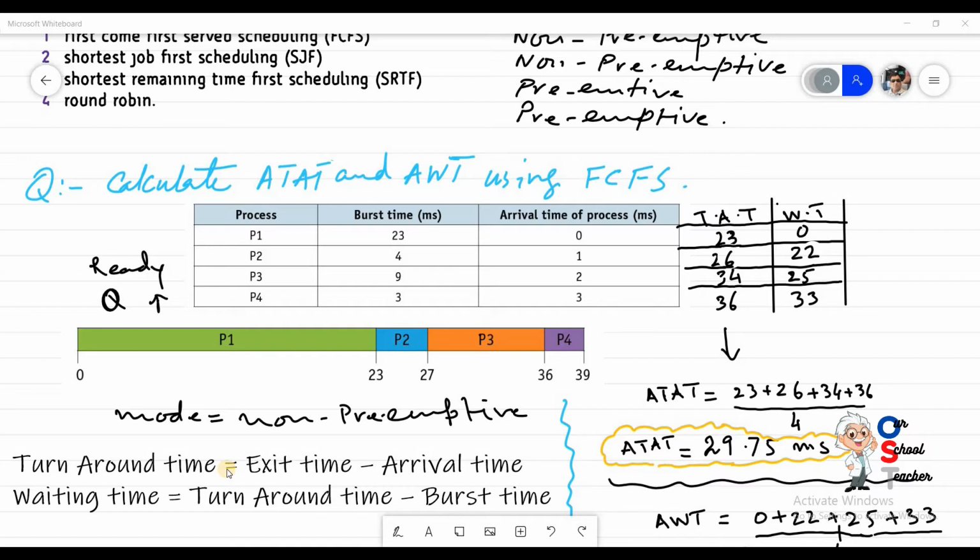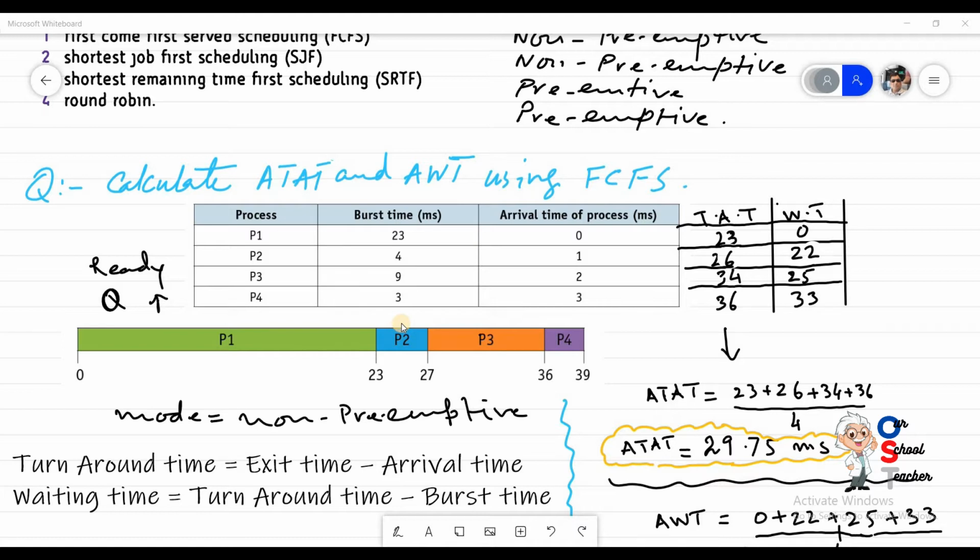So let's see the first question. The first question is to calculate average turnaround time and average waiting time using FCFS, and the table is given in which a number of processes are in queue, and their burst time and arrival time is given. So first of all, to make it more clear, we have to make a Gantt chart. The Gantt chart is given in your book.